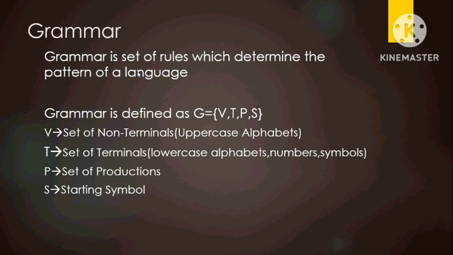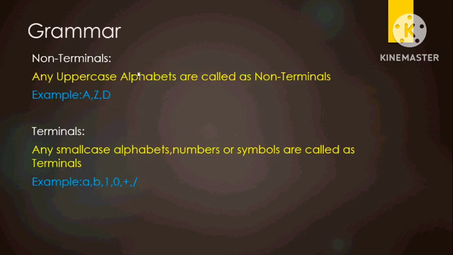Now, this grammar is composed of four different concepts: V, T, P, and S. V is a set of non-terminals, T is a set of terminals, P is productions, and S is called the starting symbol. When all these four components come together, they frame a grammar. Now, we will learn about these individual constituent parts one by one. First, what is meant by a non-terminal? That is called V here.